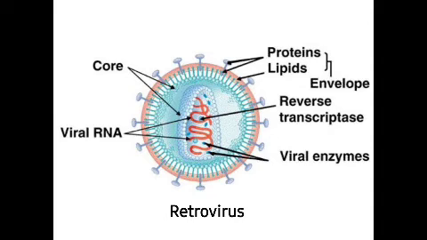You can see the structure of this retrovirus. This is the structure of a retrovirus. This will have proteins and lipids. Okay, this will have an envelope, and reverse transcriptase will occur. This viral RNA will be converted into viral DNA because of this reverse transcriptase, and this will also have viral enzymes. So this retrovirus will no more cause disease to the organism. It has been utilized as a cloning vector.